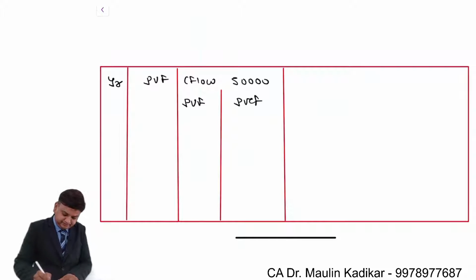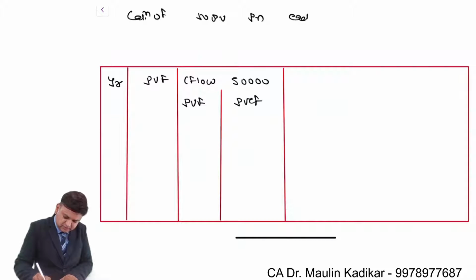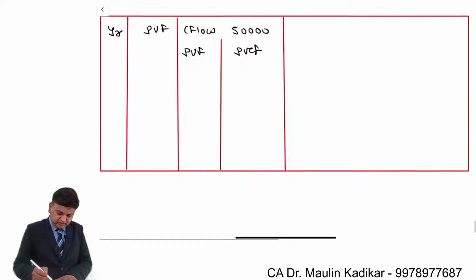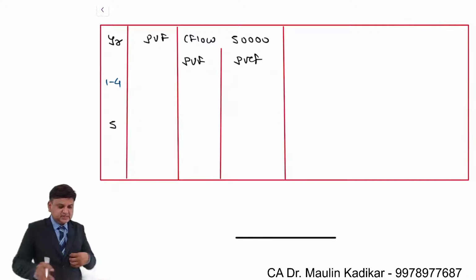Please write down the heading: calculation of NPV in each scenario. Column number 1 is year. In that set is year 1 to year 4 and 5th year. Discounting factors have been provided to us.